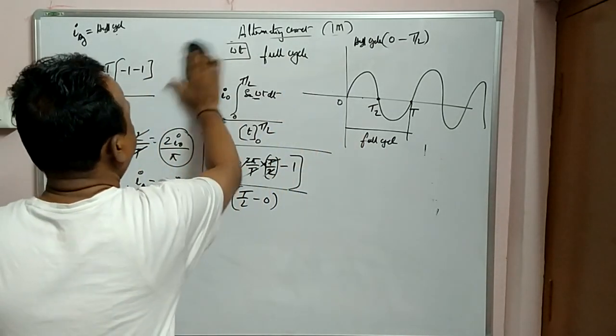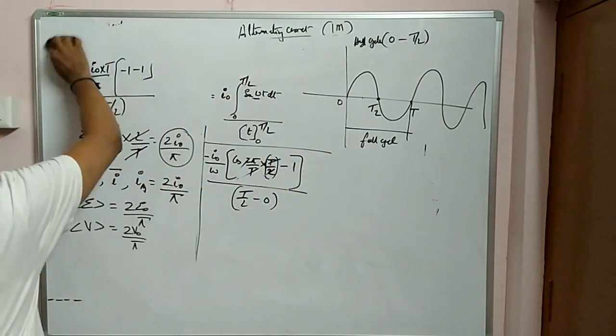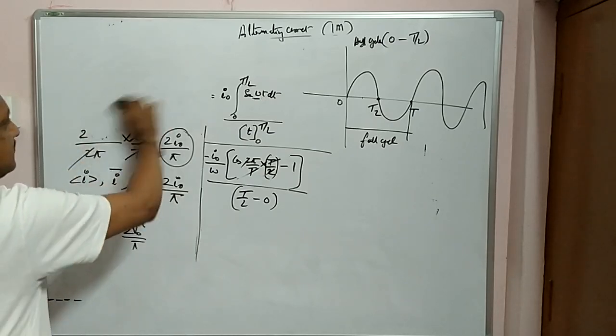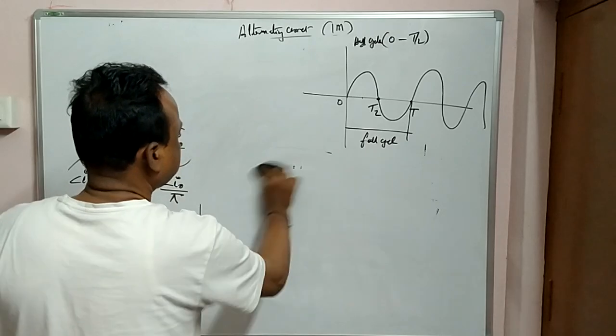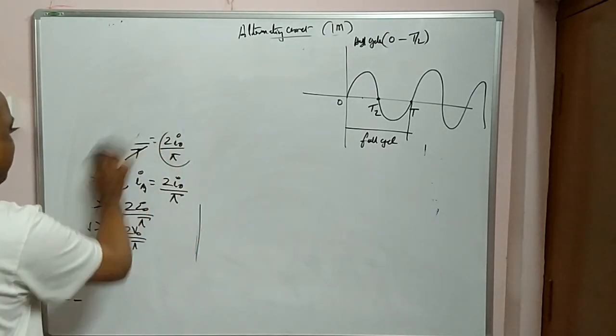Now let us go after copying this one, RMS. How to get RMS value, please? Root mean square value.